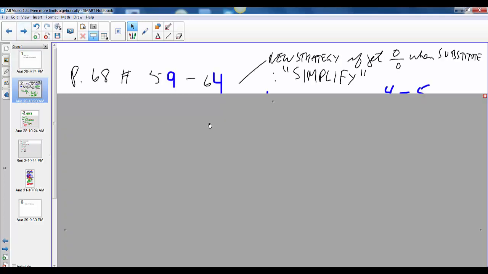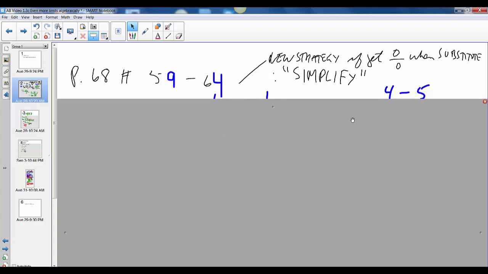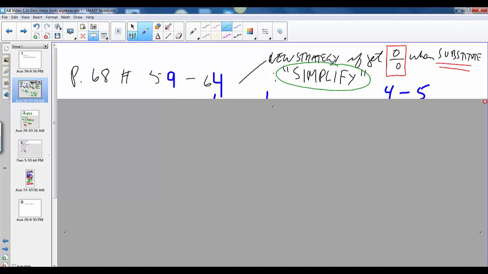So we're at page 68, numbers 59 through 64. It's again just find the limit. And this is going to be a new strategy that we're going to use. So far, when we've gotten 0 over 0 by substitution, our two options have been factor and cancel, or rationalize, either numerator or denominator. But this is going to be a new strategy, and that is to simplify the expression.